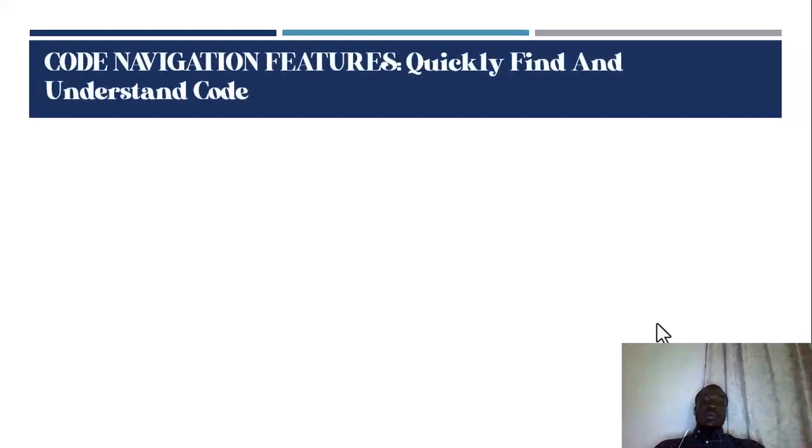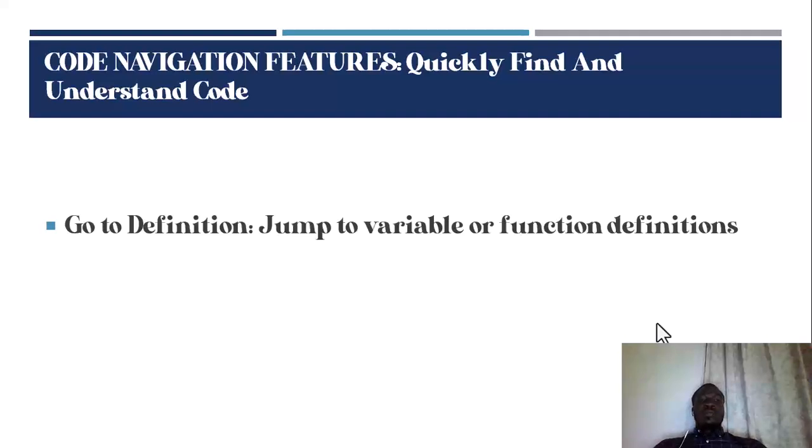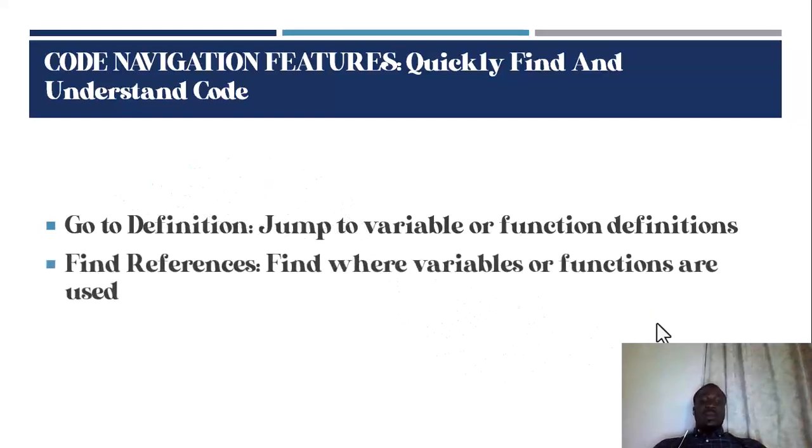Alright then, we move on to the code navigation features. I think we have already talked about file exploring, so this one is just a sub of it. The code navigation features help you quickly find and understand code. Then we have go to definitions, where we jump to variable or function definitions. Then we have find references, which helps to find where variables and functions are used.